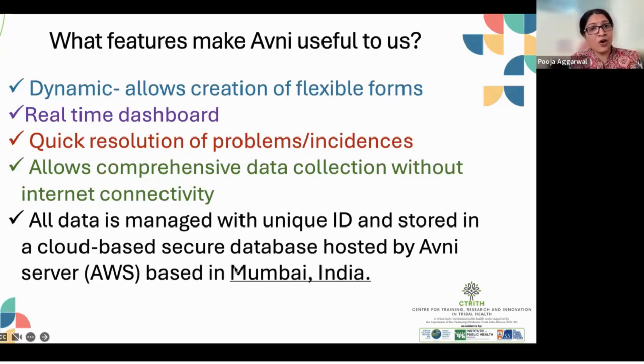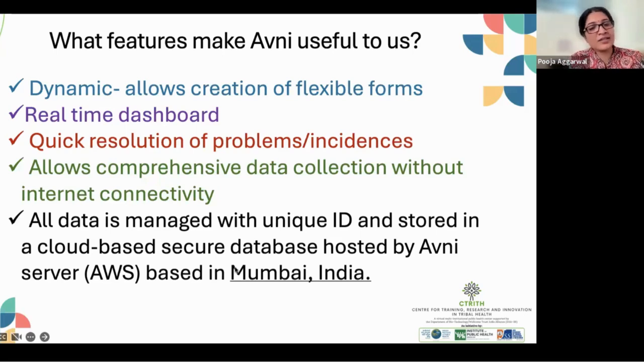It also allows comprehensive data collection without internet connectivity, which is important because most of our field work is in the remote areas of BR Hills, which is Biligiri Ranga Hills in South Karnataka. So most of the time you won't have good internet connectivity. So it allows us to enter all the data, and the person can sync later on when they come back to their office where the internet connectivity is there.